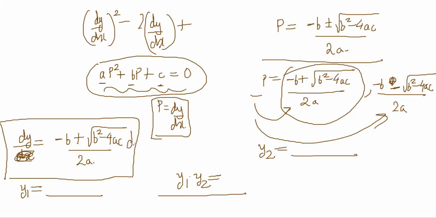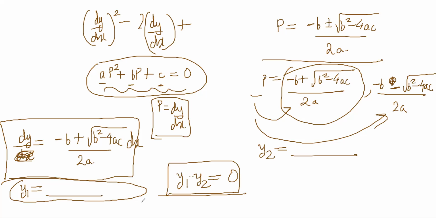You'll just do this and you'll integrate, and you'll get Y1. Y1 is one solution, Y2 is another solution. The combined solution will be Y1 into Y2. If Y1 can be written as some equation, then the combined solution will be this into this is 0. Either this is 0 or this is 0.